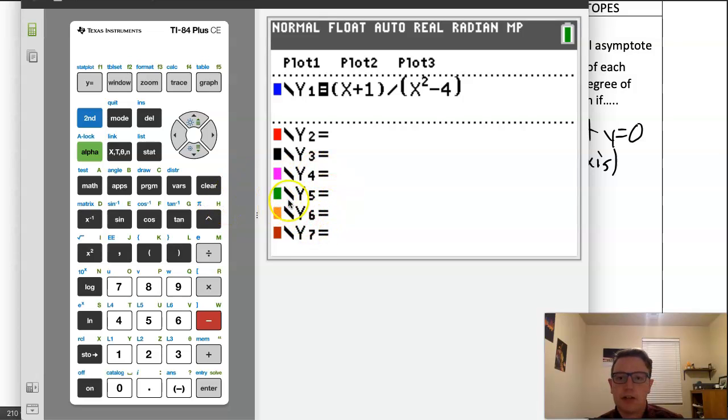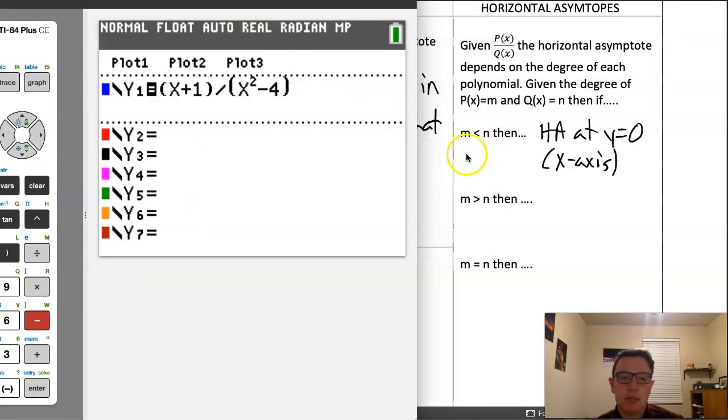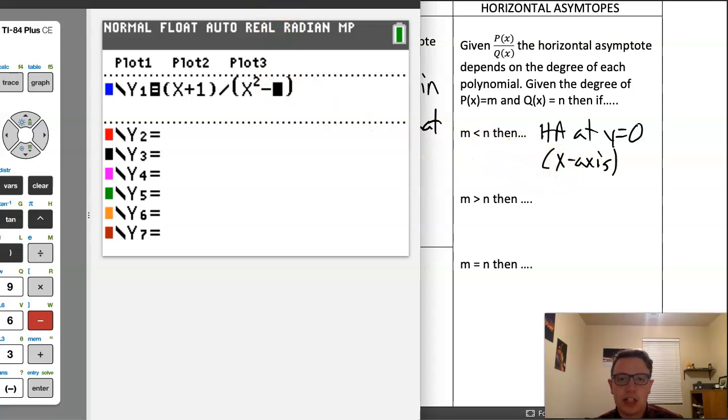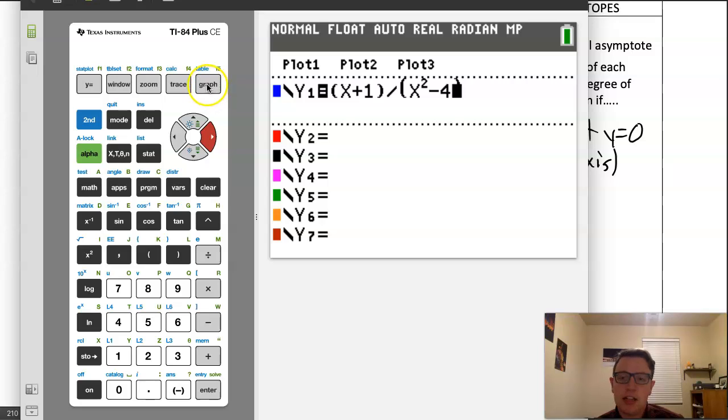Okay, here we are with our graphing calculators. Now our first little bit here said that if our degree on the top was less than our degree on the bottom, then we'd have a horizontal asymptote at y is equal to 0. We would have lines that approach y is equal to 0 but never touch. So let's take a look at our graph here. Our degree in the numerator is 1, our degree in the denominator is 2. So the degree is larger on the bottom than on the top. Let's take a look at the graph.